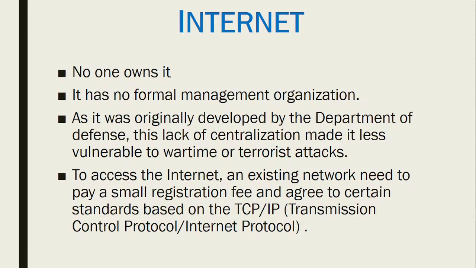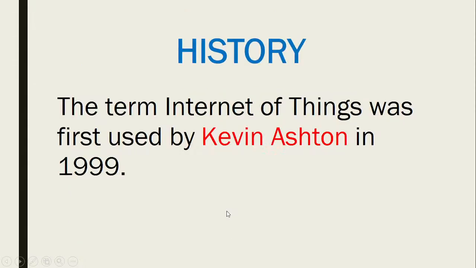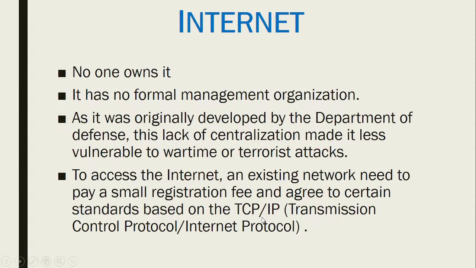It is a collection of small networks, and the servers are in different parts of the world. So maybe one application can go down because of an attack, but still the whole internet cannot be attacked at the same time, because it is a decentralized system. Then, to access the internet, an existing network needs to pay a small registration fee and agree to certain standards based on TCP/IP, Transmission Control Protocol, Internet Protocol. So all of the internet is fully based on this. The underlying protocol is TCP and IP.